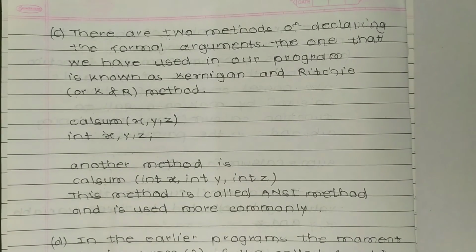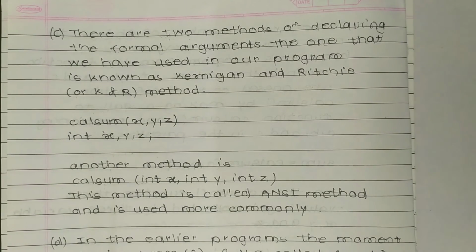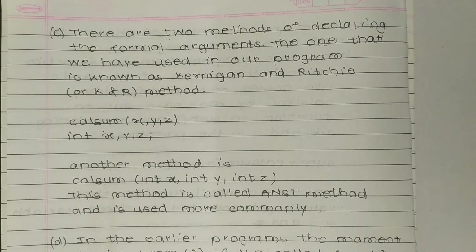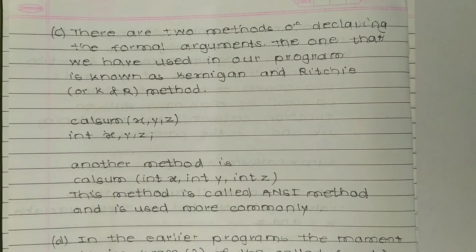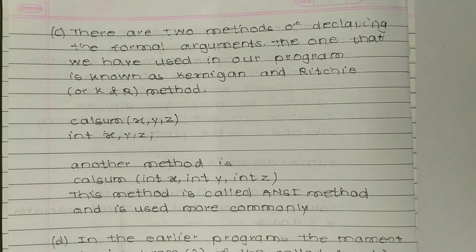There are two methods of declaring the formal arguments. The one that we have used in our program is known as the Kernighan and Ritchie, or K and R method: calsum(x, y, z) followed by int x, y, z. Another method is calsum(int x, int y, int z). This method is called the ANSI method and is used more commonly.